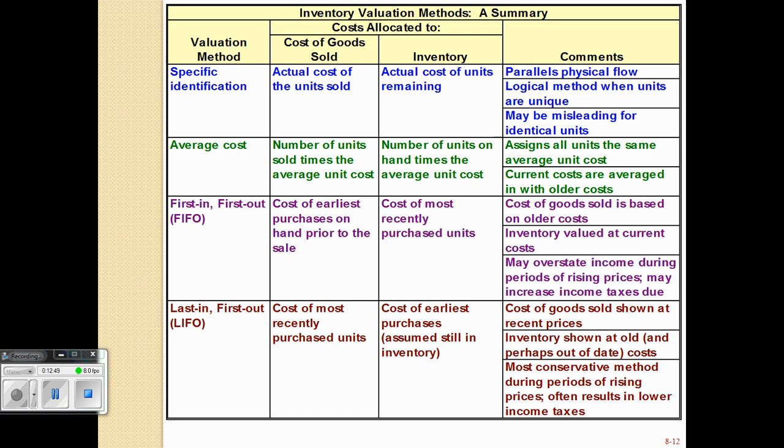One other quick note about these various methods: if prices aren't changing, they're all going to give you the same cost of goods sold and the same inventory values. It's only when prices are changing that you're going to get different cost of goods sold. And keep in mind, if you have different cost of goods sold, you're also going to have different income values, and different inventory values.